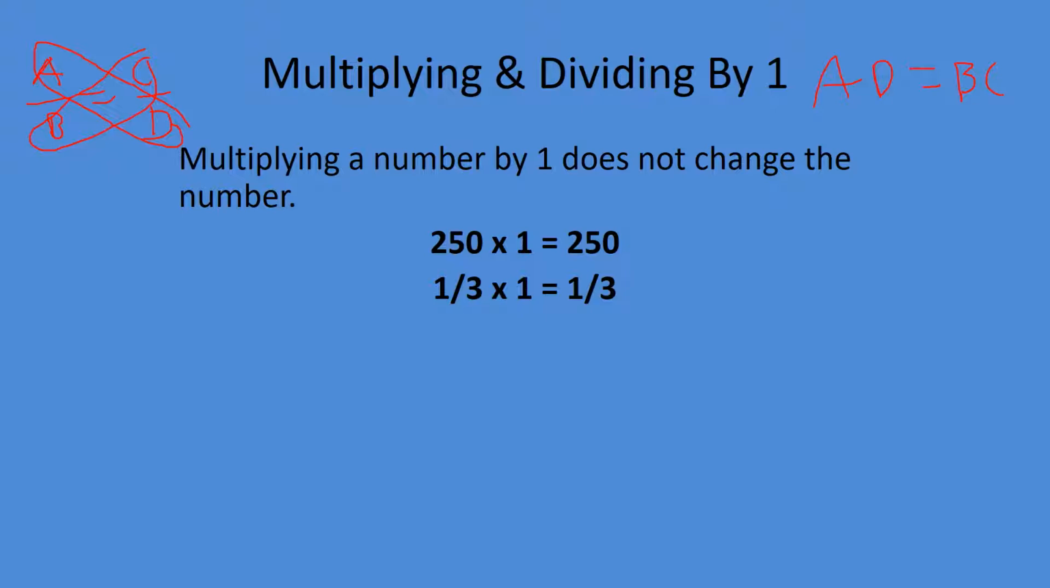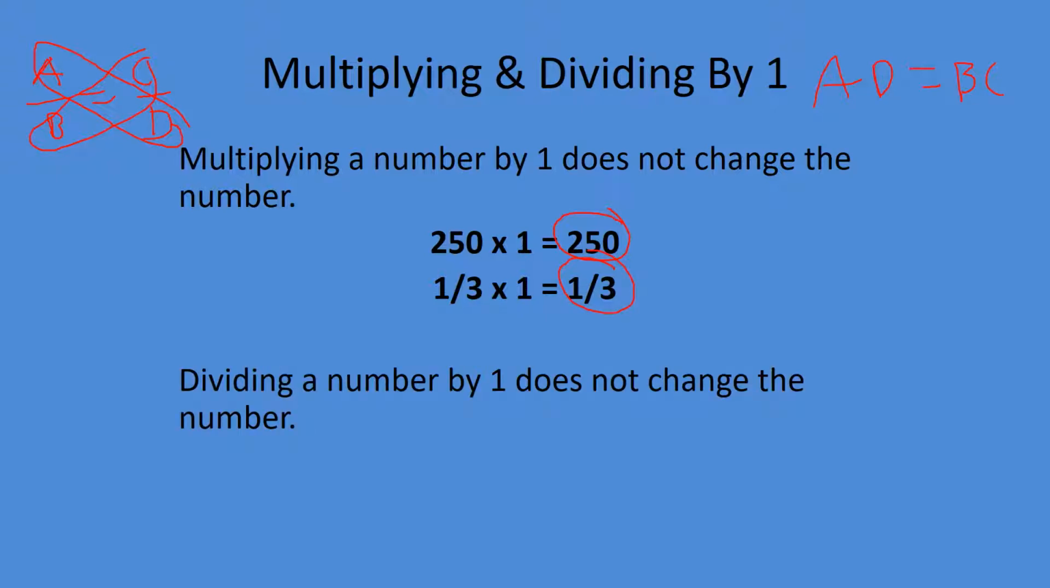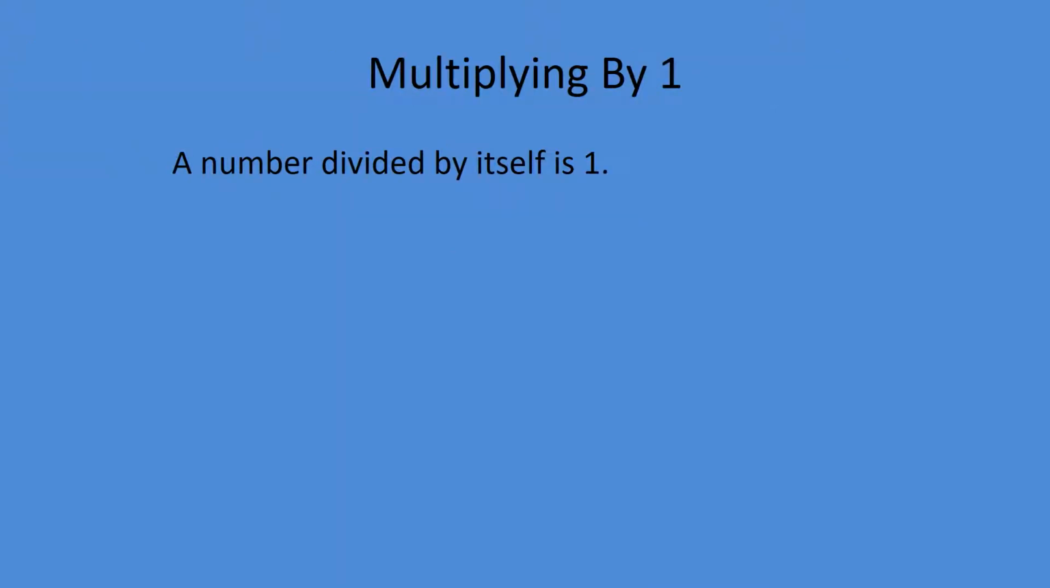We take a number like 250, multiply by 1, we get the same. A third times 1, still the same. Same when we divide a number by 1. 250 divided by 1 still gives us 250. And a third divided by 1 still gives us a third. The other amazing power of 1 is if you take a number and divide it by itself, it becomes, well, 1. So 250 divided by 250 is 1. A third divided by a third, that is also 1.